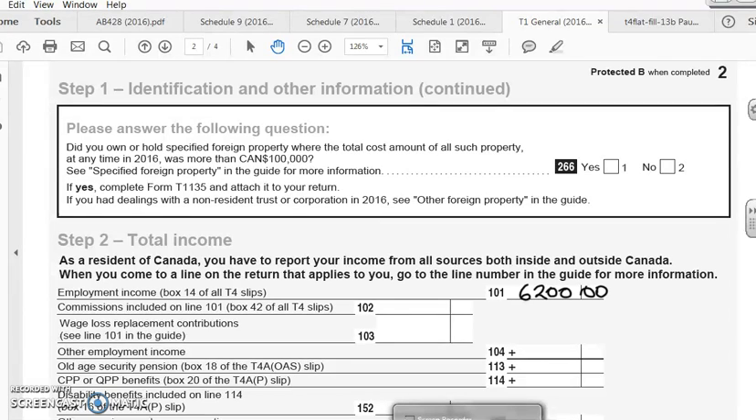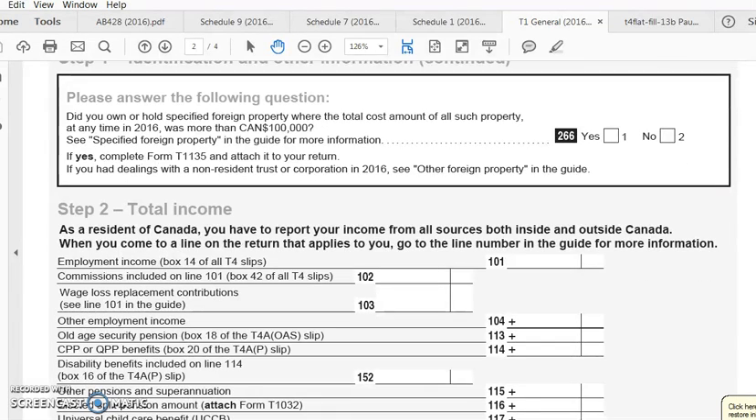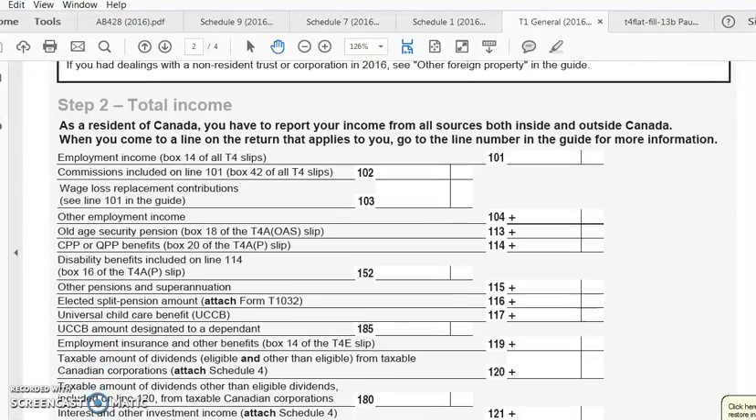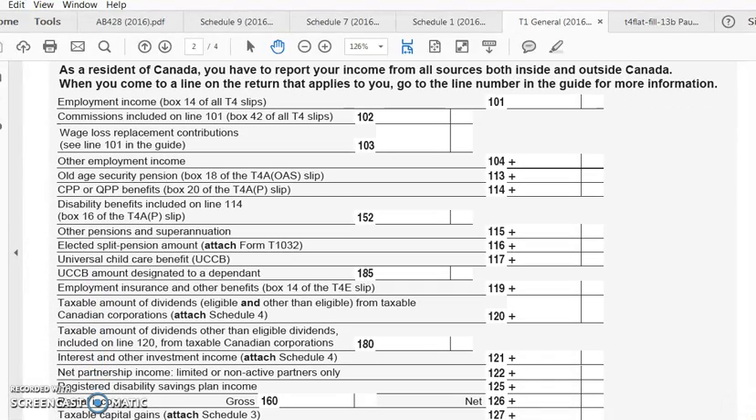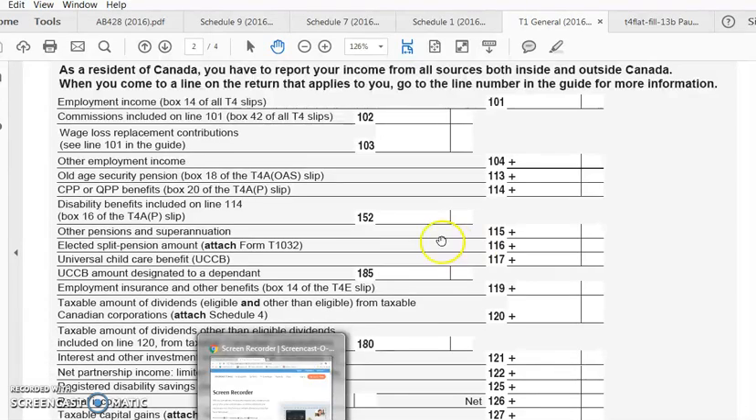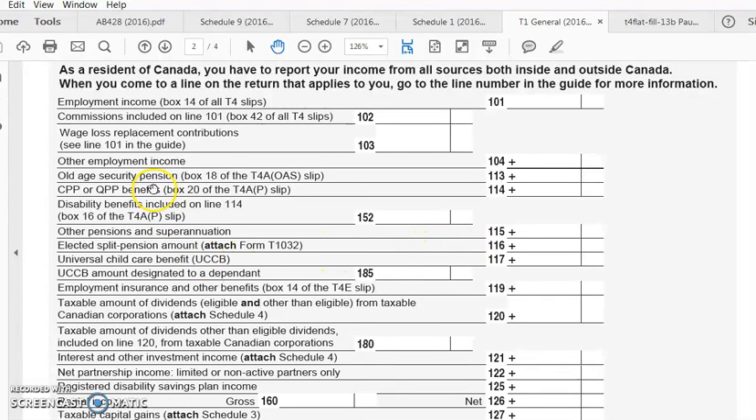Almost everything else on this page is not particular to Paul Brown's tax form. You have to remember that these tax forms are set for all people at all times, and so we see he has not received any commissions. He does not receive universal child care benefit.